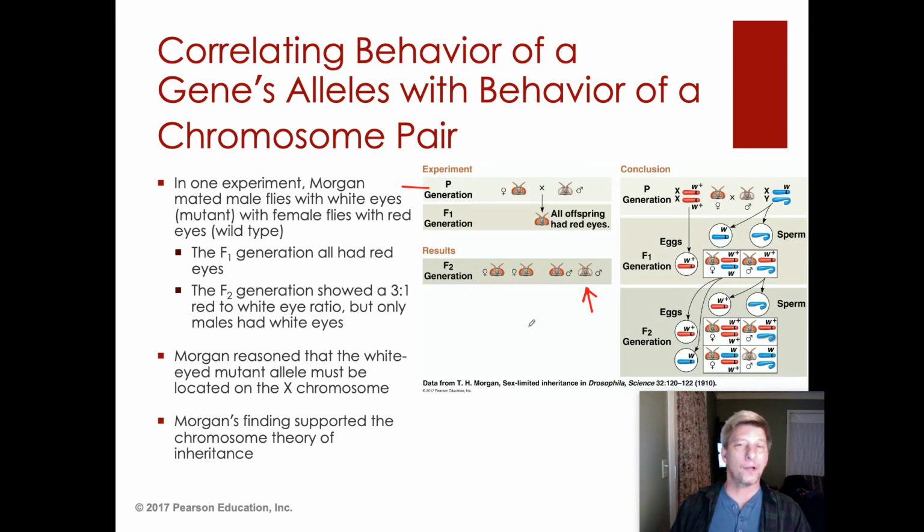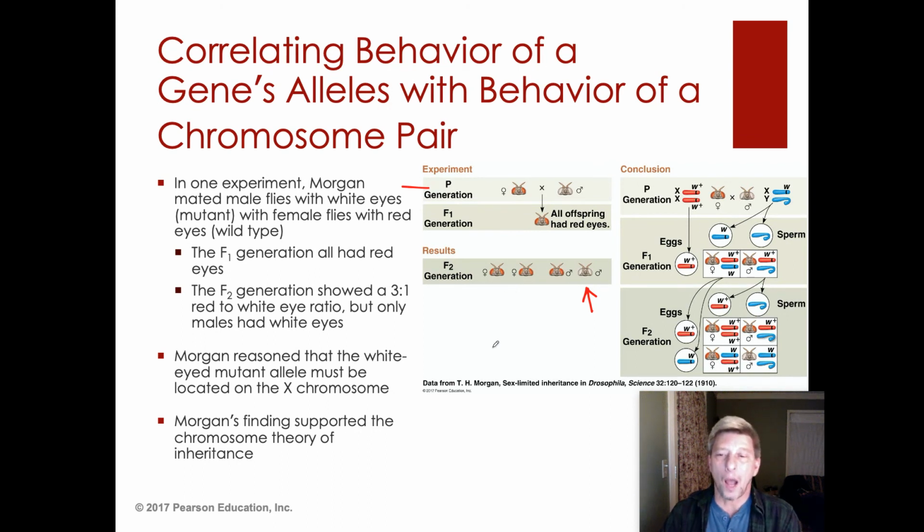Now, what that led him to believe was that the gene for eye color must be located on the X chromosome. And so therefore, if you had the recessive white-eyed allele and you were a male, you were white-eyed automatically. If you had a recessive white-eyed allele and you were a male, but you also had a red-eyed dominant allele, then you were red-eyed. And of course, the females, because they had 2 X chromosomes and therefore 2 alleles, had the red eyes as well.